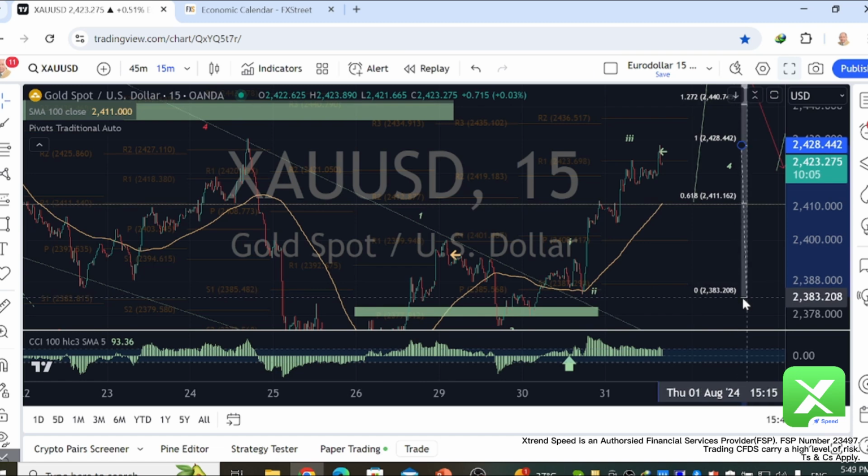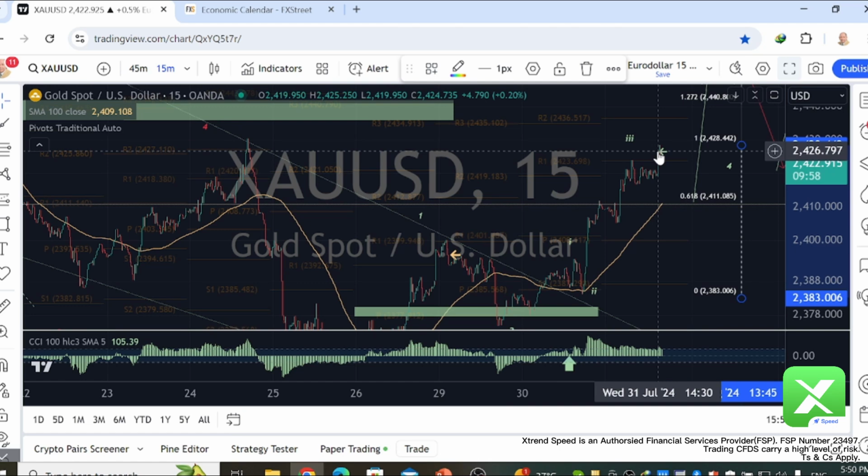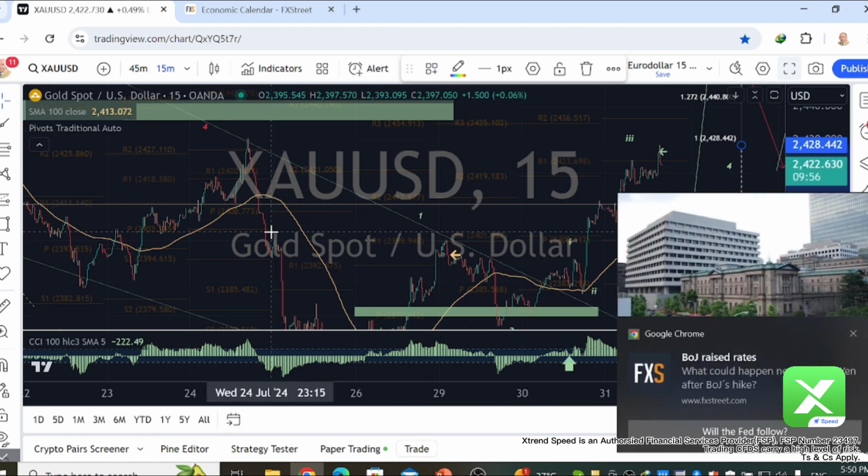the entry. Okay, so we have a 1 and a 2. Appear to have an ending diagonal here, internal 1, 2, 3, 4, and a 5. So are we getting a retraction?